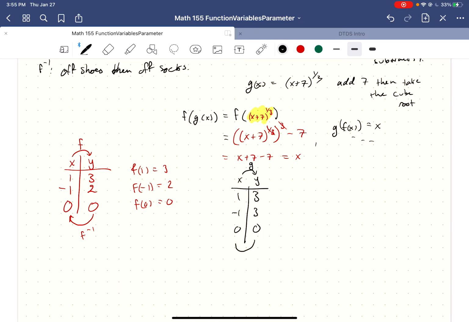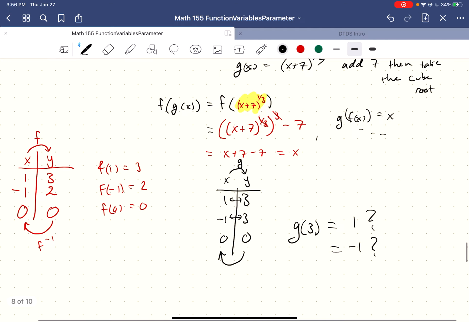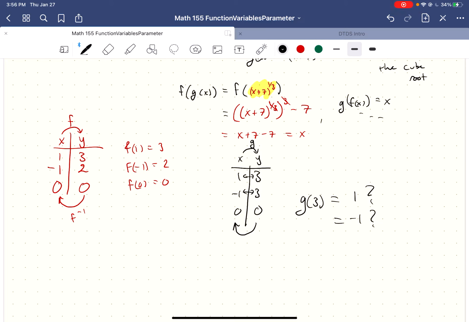When I try to use my y column as an input, what is g of 3? Is g of 3 equal to 1? Is it equal to -1? I don't know, right? Because there's this double pairing with 3 on the right. So this is what I mean by monogamous graphs or monogamous tables. It's just a mnemonic to try and remember what invertible functions are.